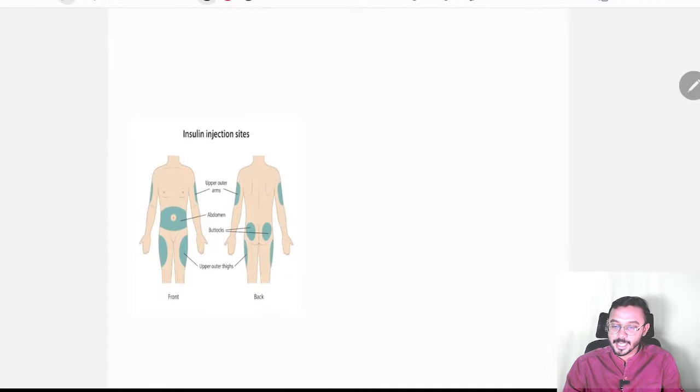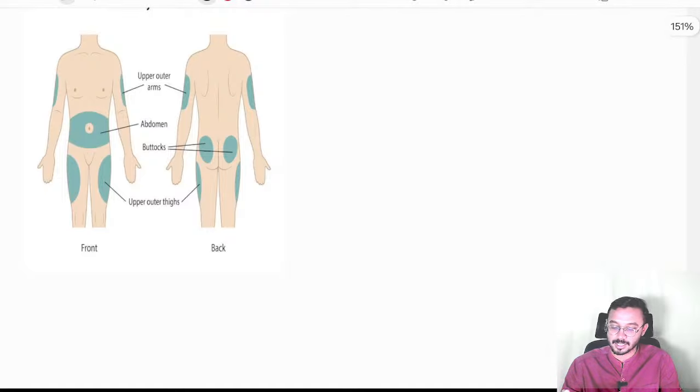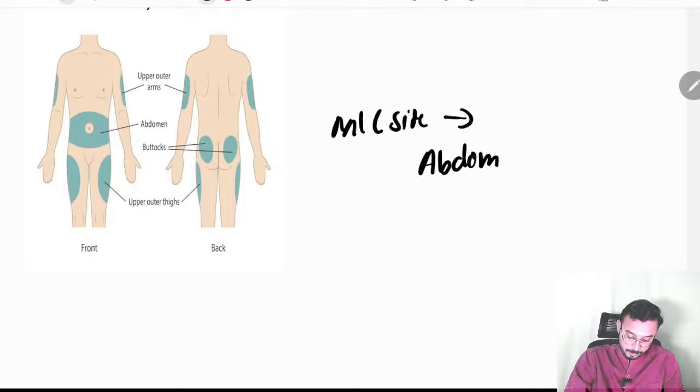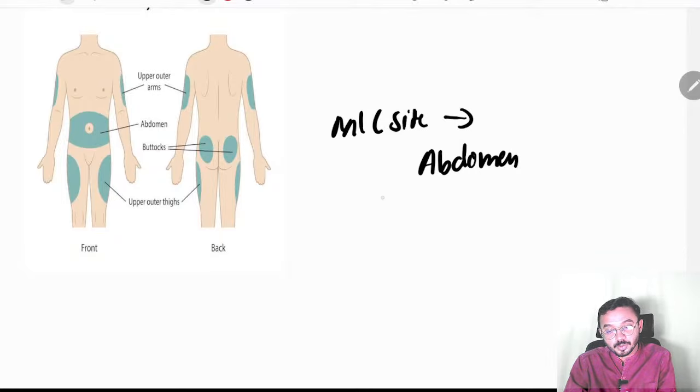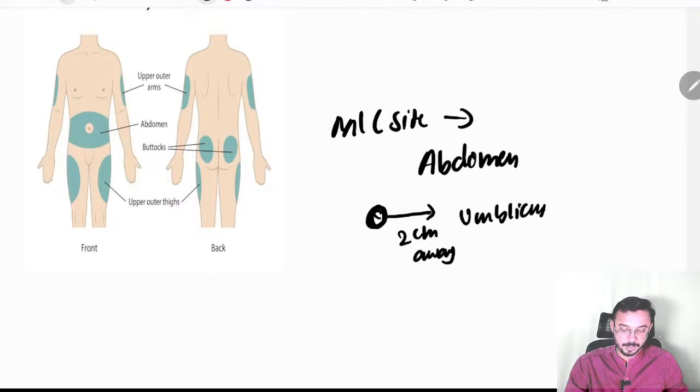And if anybody asks which is the most common site of insulin, don't answer arms, right? It is the abdomen. The most common site of insulin is your abdomen. This is the most common. And look, you are giving it 2 centimeters up. This is the umbilicus. You should not give near the umbilicus. You should give 2 centimeters away from the umbilicus. Okay, so this is about the site of insulin.